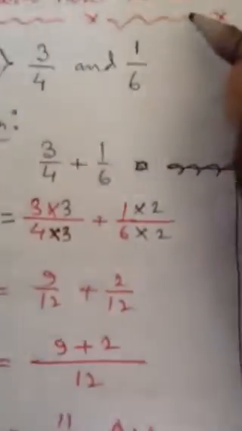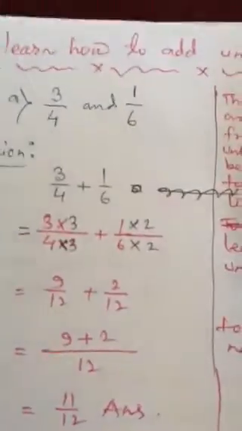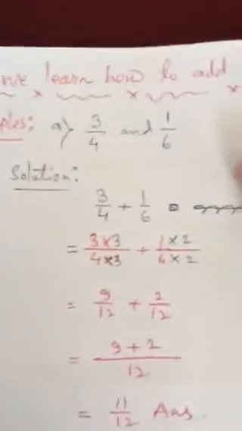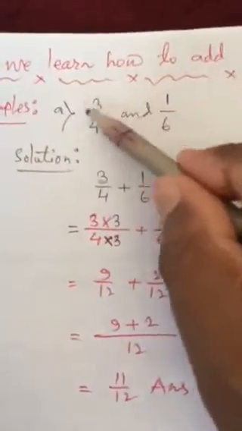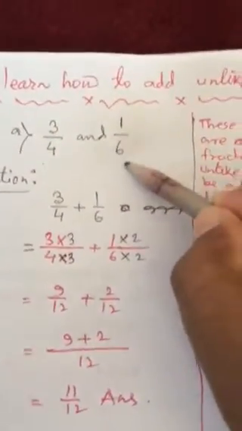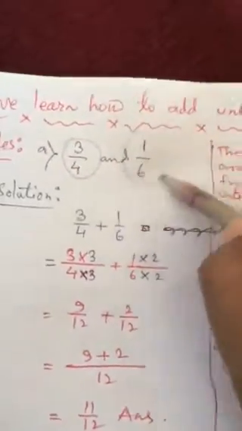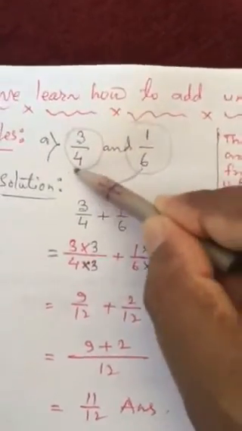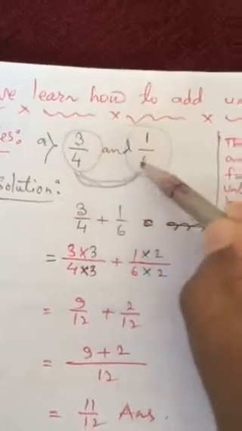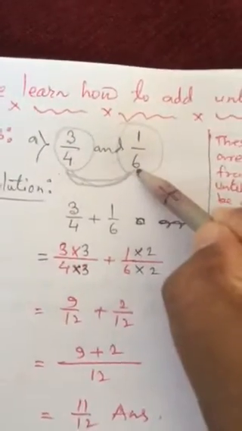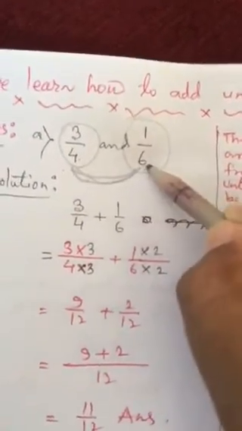In the case of unlike fractions, here we learn how to add or subtract unlike fractions. You see here, example number A, 3 by 4 and 1 by 6. Observe the denominators. It is 4, it is 6. Do they have the same denominator? No, they have different denominators.